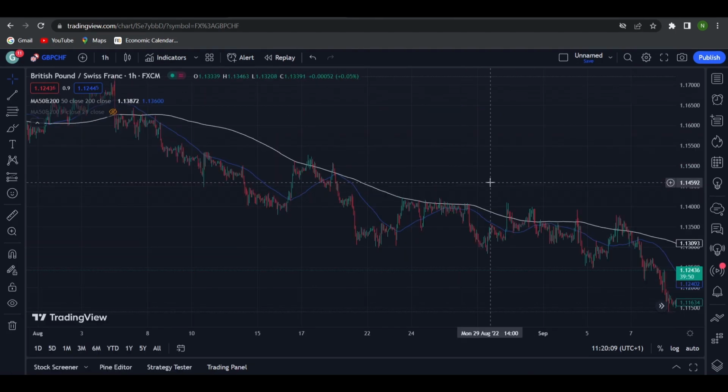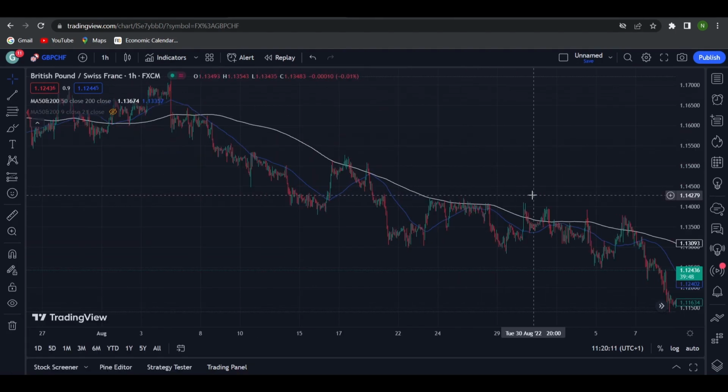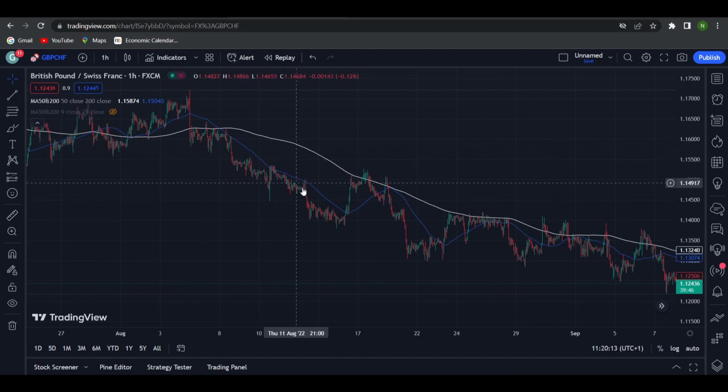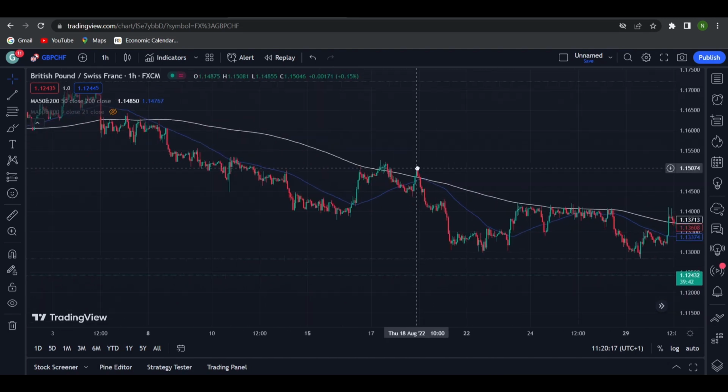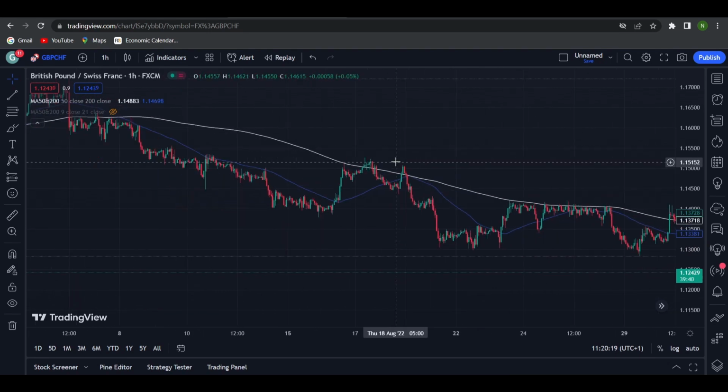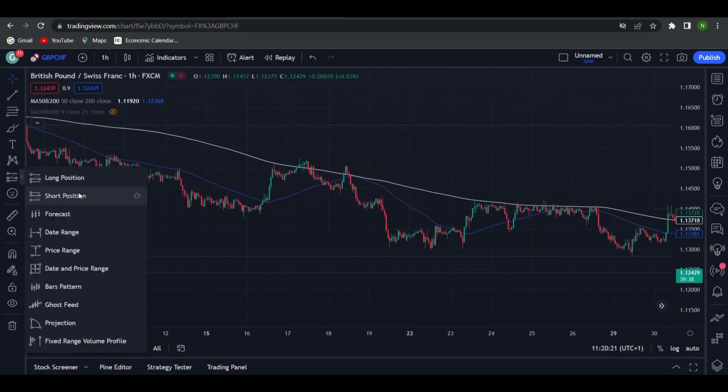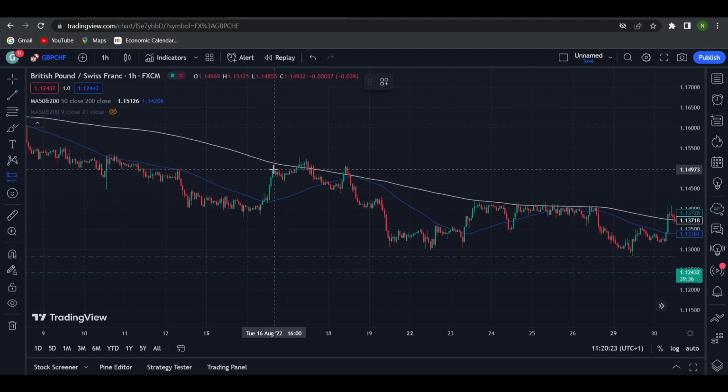So in this example, we're in the same chart and we are in a downtrend. As you can see, the 50 moving average is below the 200, and we are going to be using the same method of placing our trades. So instead, we're going short position, and whenever it touches the moving average and we got a bear candle, we're going to be placing our trades.